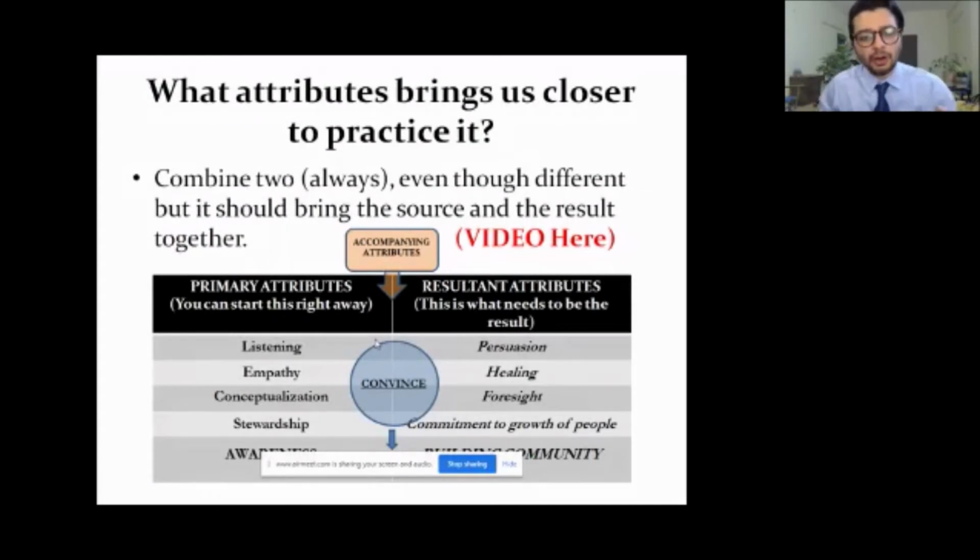So, what attributes bring us closer to practicing it? I would always say that the primary attributes involve listening, empathy, and so on, and the resultant attributes are persuasion, healing, and so on. Now, what Mr. Greenleaf has said, he has not distributed this way. This is my way of perceiving how a person can become a servant leader. These are the attributes, according to me, that help in making sure that people start trusting you. The primary attributes are written right down there, and you can start this right away because it does not require any particular skill set. You just require an intent in the heart that I want to start this. First is listening.